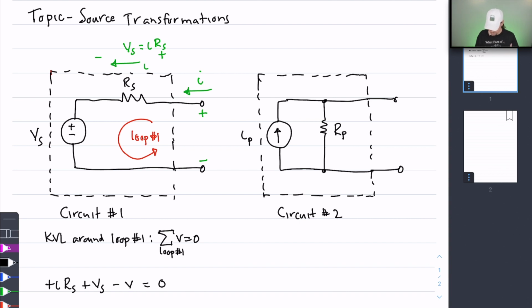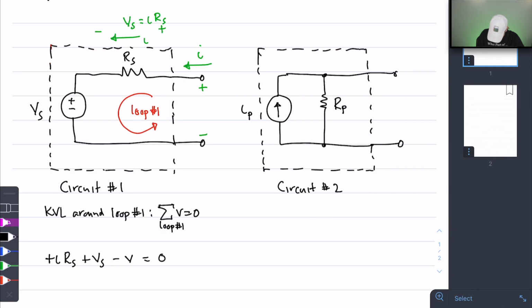One thing that I'm going to do is rearrange this equation a little bit. I can multiply everything through by a minus sign, and I can rewrite this equation as V minus I R sub S minus V sub S, that's equal to 0. This is an important enough equation to name. This is my equation number 1.